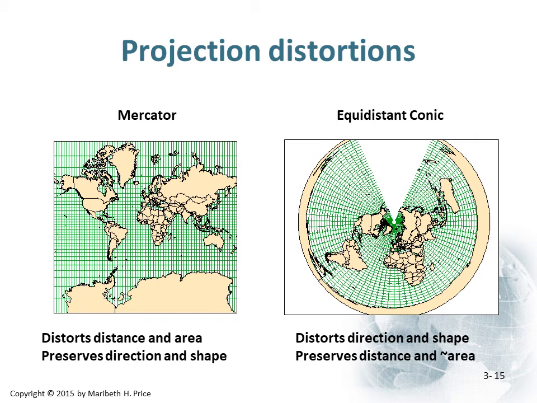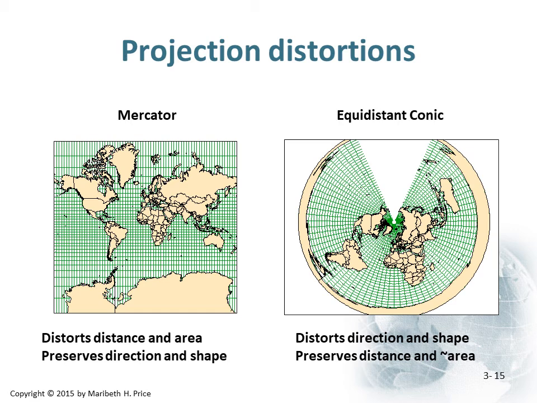1500s. The ability to accurately know which direction to sail to find someplace was important. To know what places looked like, to know where to sail to find a particular cove or a river or something, was important. Nobody cared how big or small something was, as long as you could find things. And it does a good job of that because it preserves direction and shape.